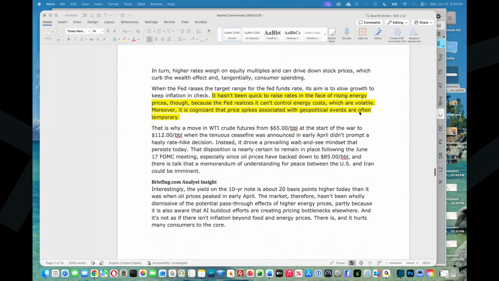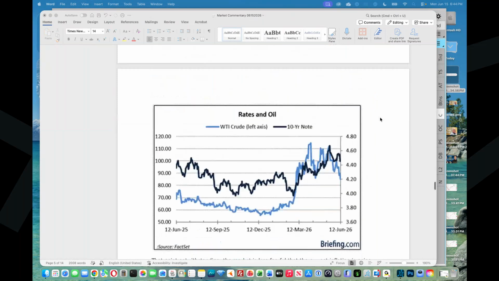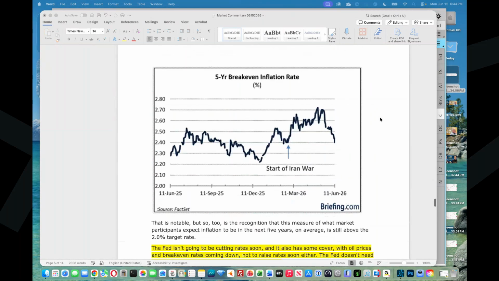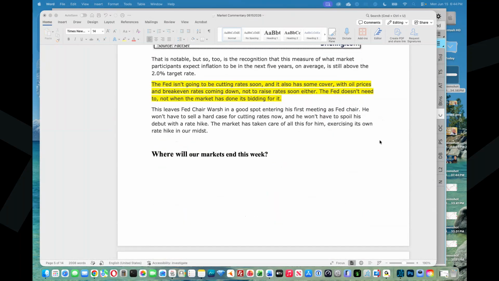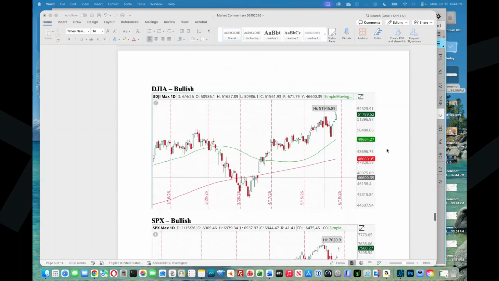The Fed hasn't been quick to raise rates in the face of rising energy prices, though it realizes it can't control energy costs, which are more volatile. Overall, it is cognizant that the price spikes associated with geopolitical events are often temporary. So that's what they might use for their wording in their upcoming meeting. So we'll see. The Fed isn't going to be cutting rates soon. It also has some cover, with oil prices and break-even rates coming down, to not raise rates soon either. The Fed doesn't need to, not when the market has done its bidding for it. Like I said, the bond market has already priced in rate hikes later this year.